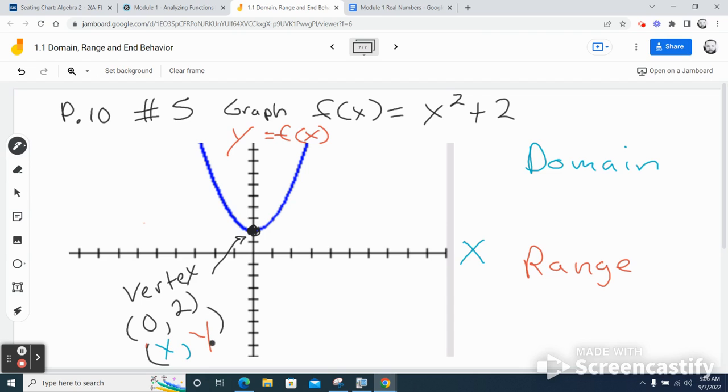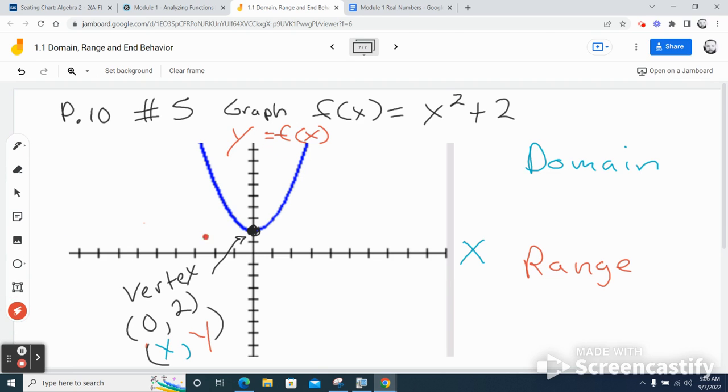So remember that this blue curve, I said line, see how I corrected myself? This blue curve that we're looking at represents the relationship between the input values, which are x, and the output values, which are y. But the question they're asking us is what's the domain and range? So what does domain stand for? Yes. All the possible x's.